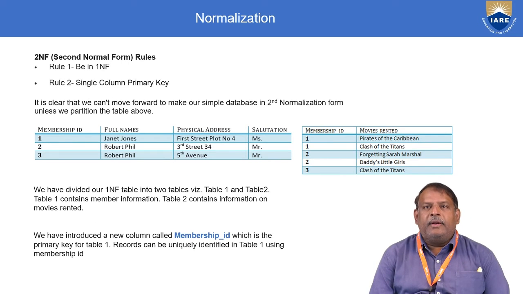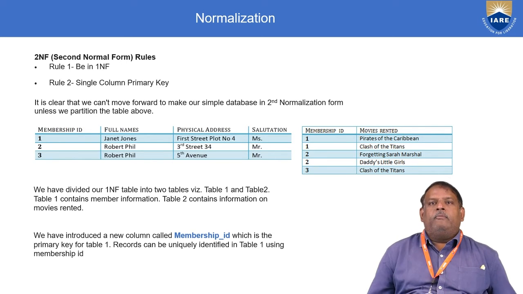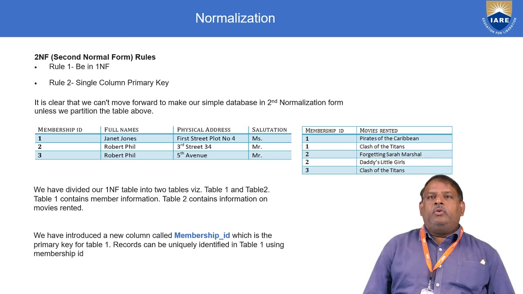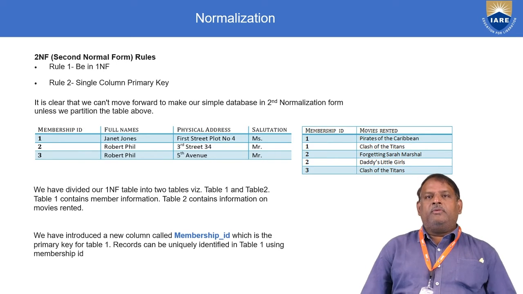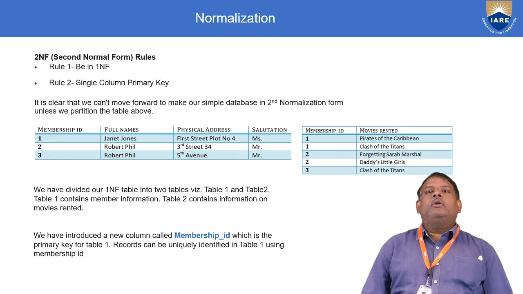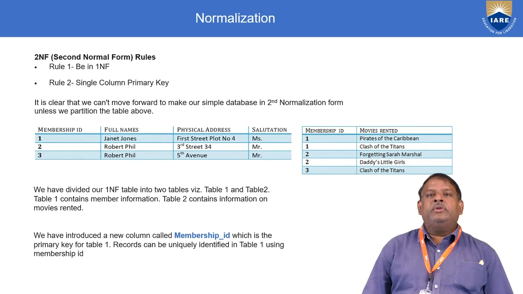Hence, we require both full name and address to identify a record uniquely, that is a composite key. Now we'll apply the second normal form. In that, first it should satisfy the first normal form. What is first normal form? The record should be unique and there should be one record per row. Okay, one value per record. Now to apply the second normal form, first it should satisfy the first normal form, and rule 2 is single column primary key.